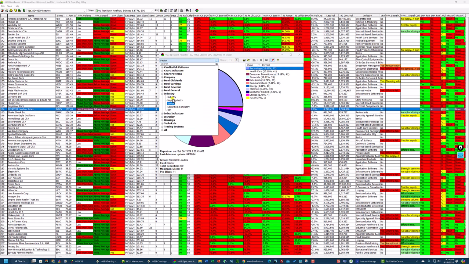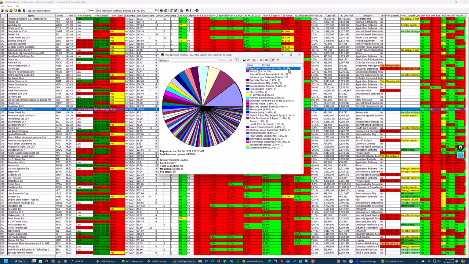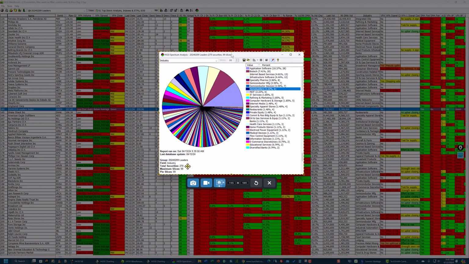If I change this to the industry group, we can get a better breakdown of this. Application software, biotech was second. There's always a lot of biotech stocks in here, but you can see the semiconductors were a big part of this, as were the home builders. Now I'm going to grab a copy of this with Snagit.